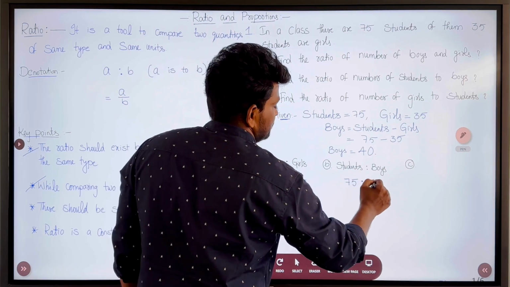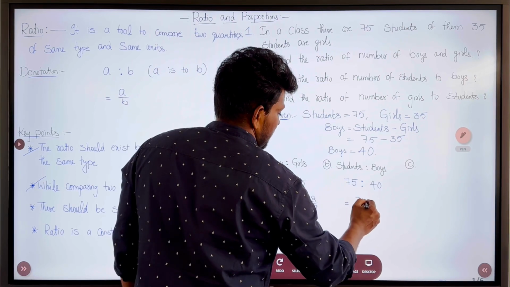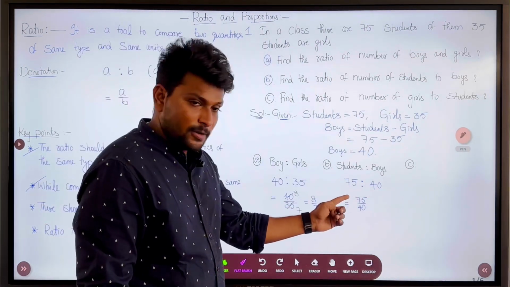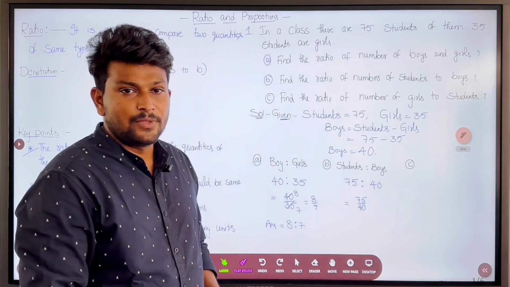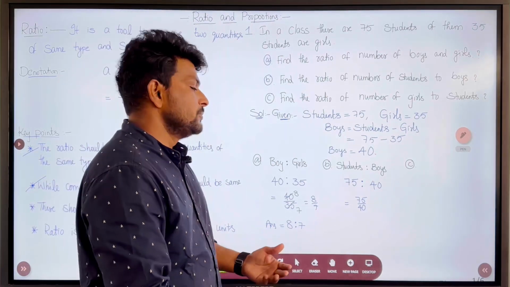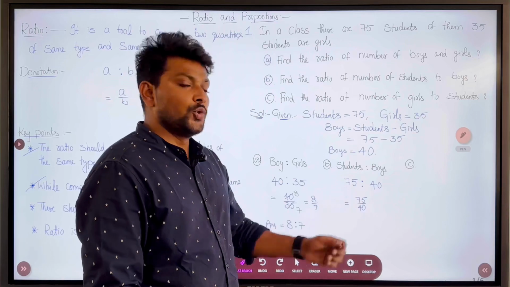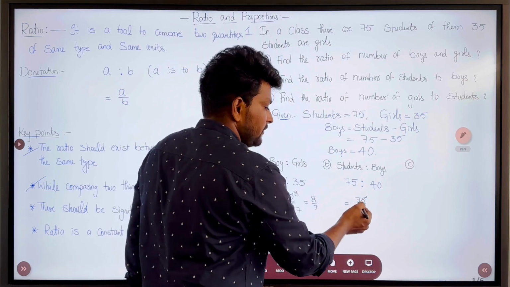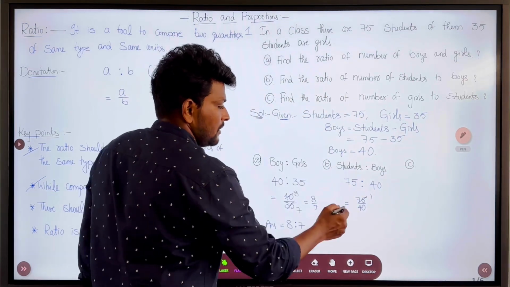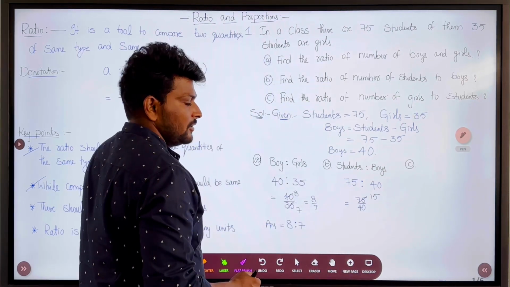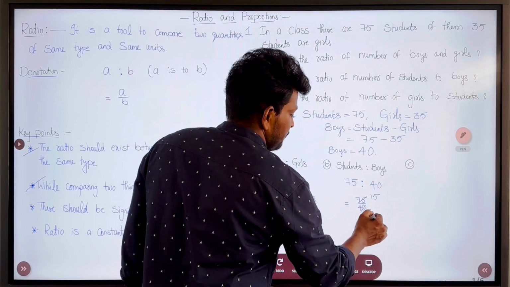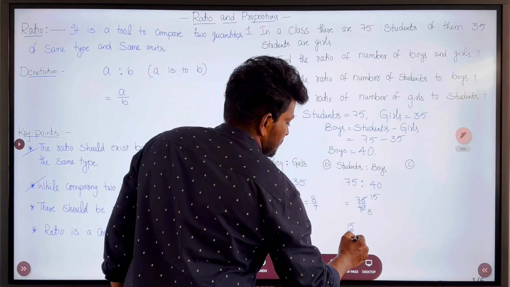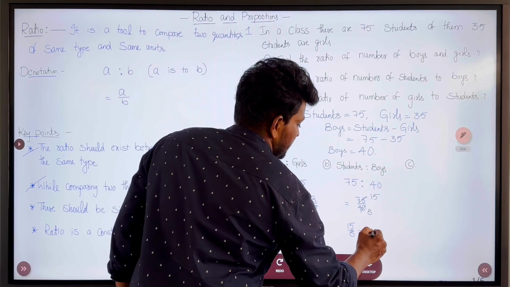Here 40. So if we cancel 75 by 40, find the common term. What is the common term for 75 and 40? 5. 5 is the common term. Simply, we know the divisibility rules also, right? There is a 5 and 0, so ultimately they cancel with 5. If you cancel with 5, 5 15s are 75, 5 8s are 40. So what is the fraction we got here? 15 by 8, which equals 15 is to 8.